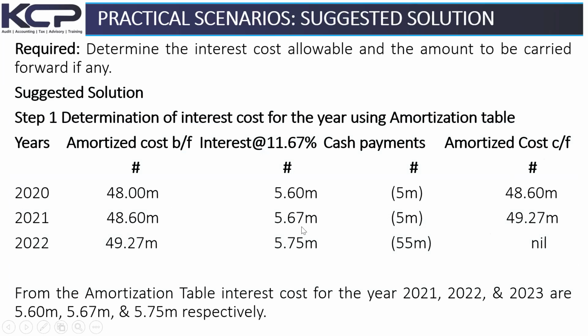Apply the interest rate of 11.67 on that again. Apply the 11.67% on the amortized cost again. It will give you 5.67, right? Please, can you confirm if that is correct? Are you all there? Please confirm if that is correct. 11.67 on 48.6. Is that correct?